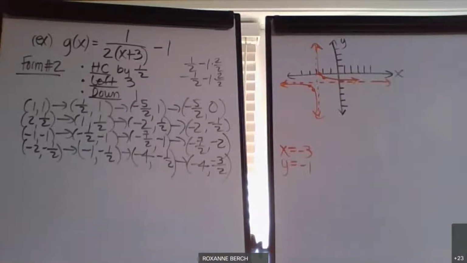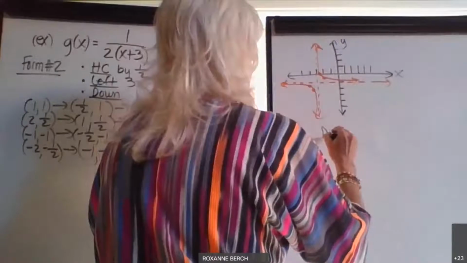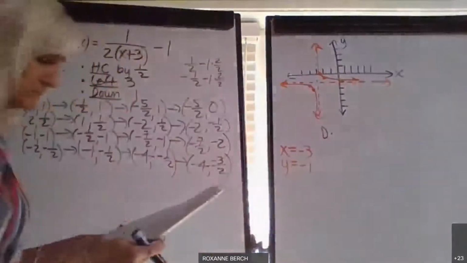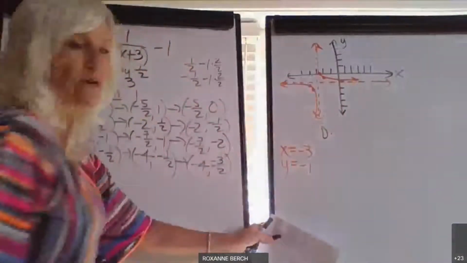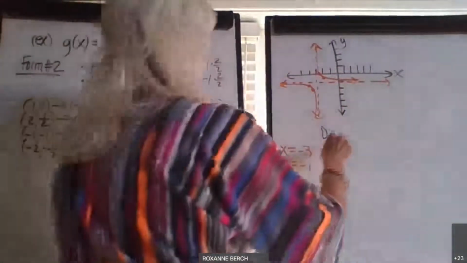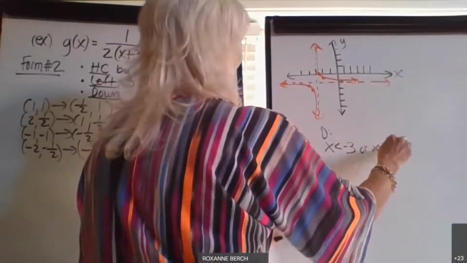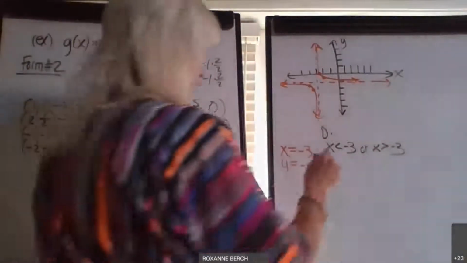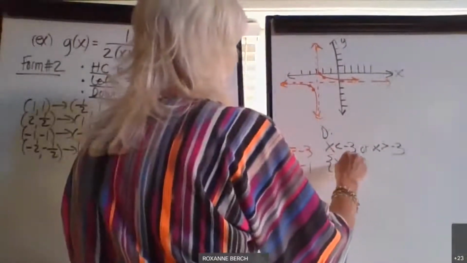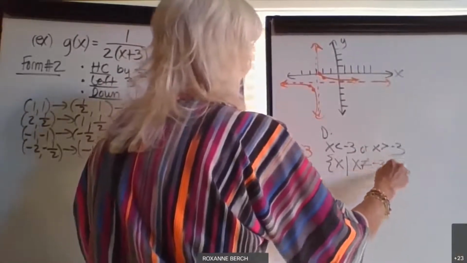So now we're ready for the domain in the different notations. So the domain would be forever left and right except at -3. So it would be x is less than -3 or x is greater than -3 in inequality notation. For set notation, it would be x such that it's everything but -3.